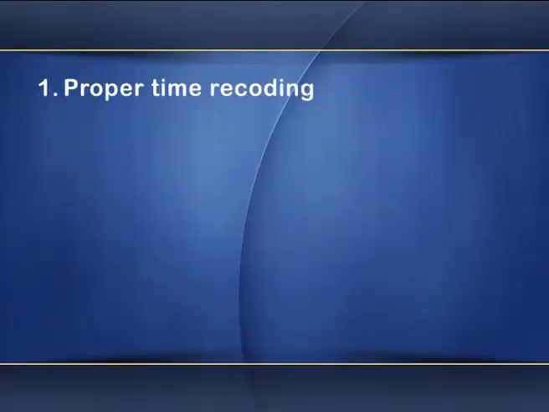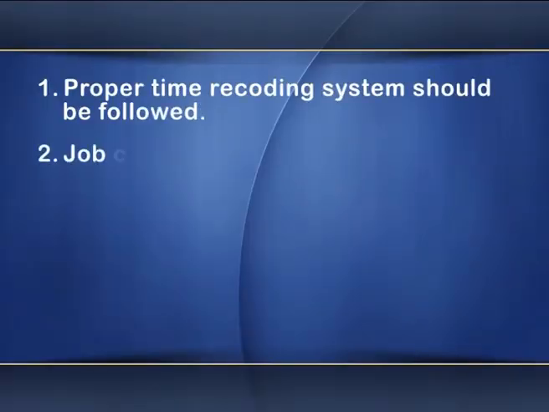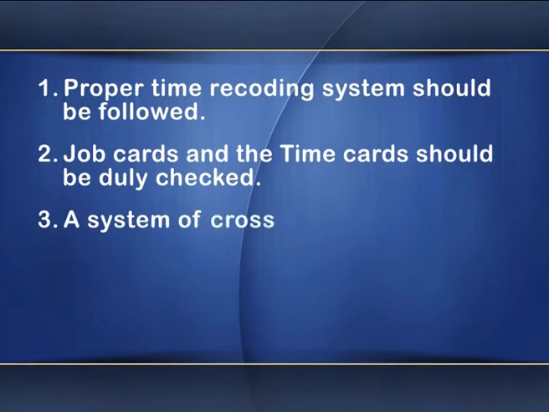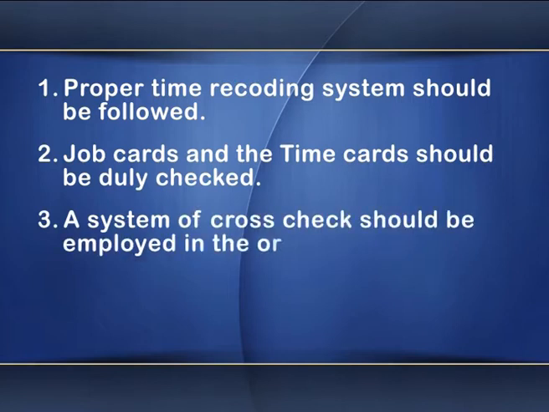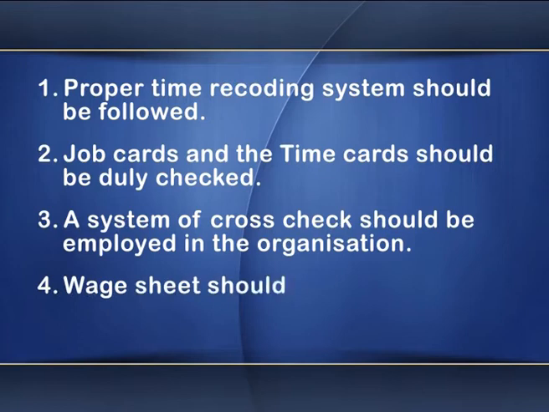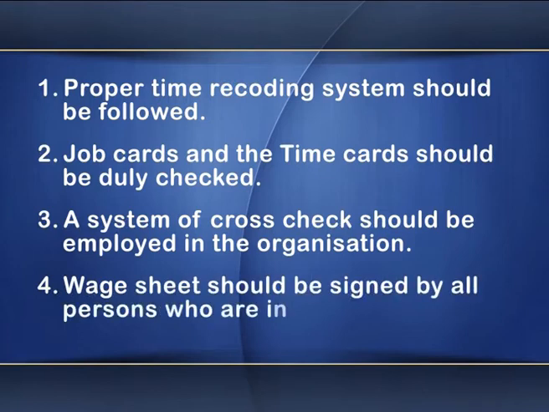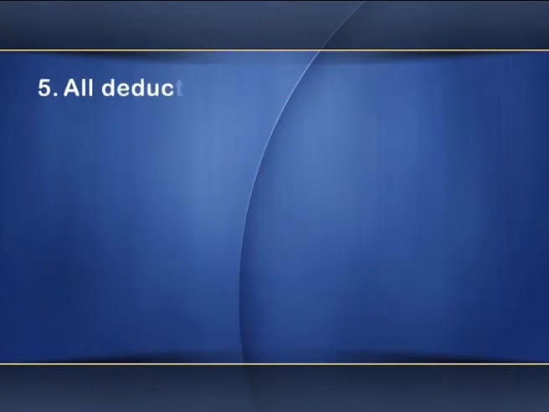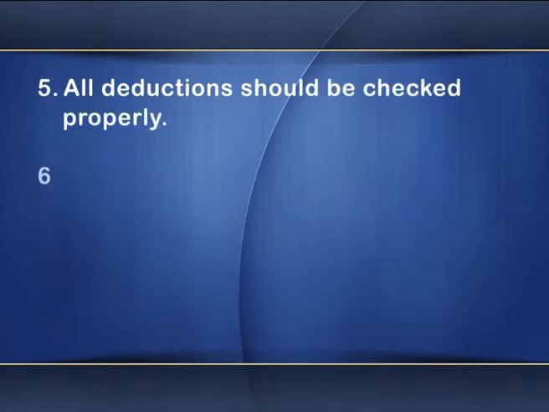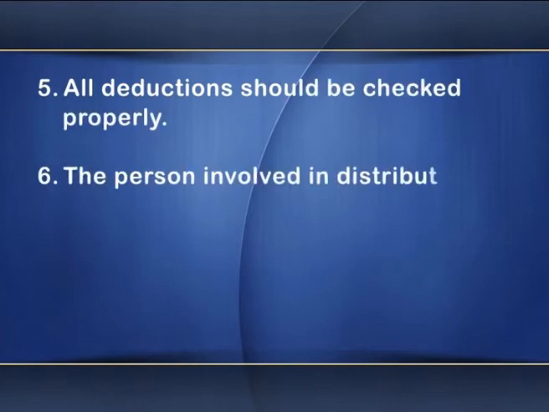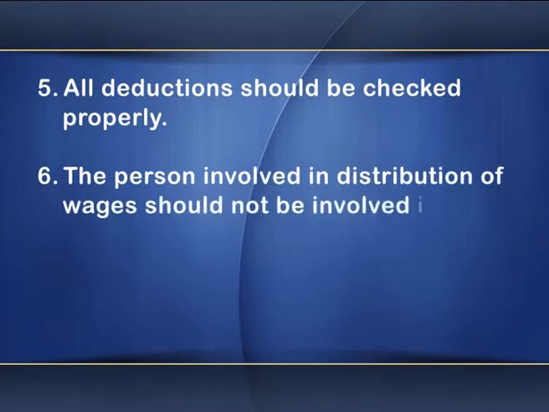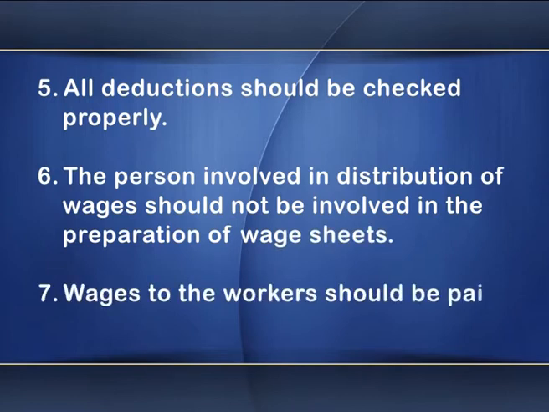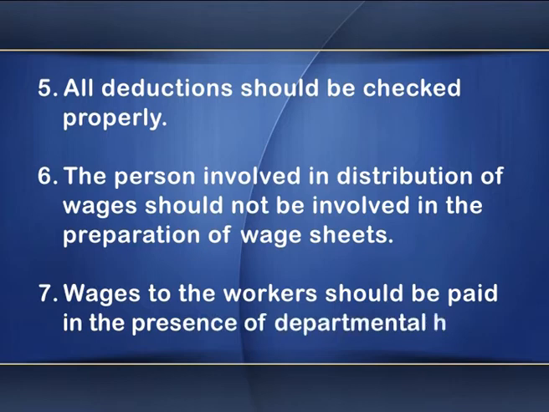Number 1, proper time recording system should be followed. Number 2, job cards and the time cards should be duly checked. Number 3, a system of cross-check should be employed in the organization. Number 4, wage sheet should be signed by all the persons who are involved in preparation of it. Number 5, all deductions should be checked properly. Number 6, the person involved in the distribution of wages should not be involved in the preparation of wage sheets. Number 7, wages to the workers should be paid in the presence of the departmental head.